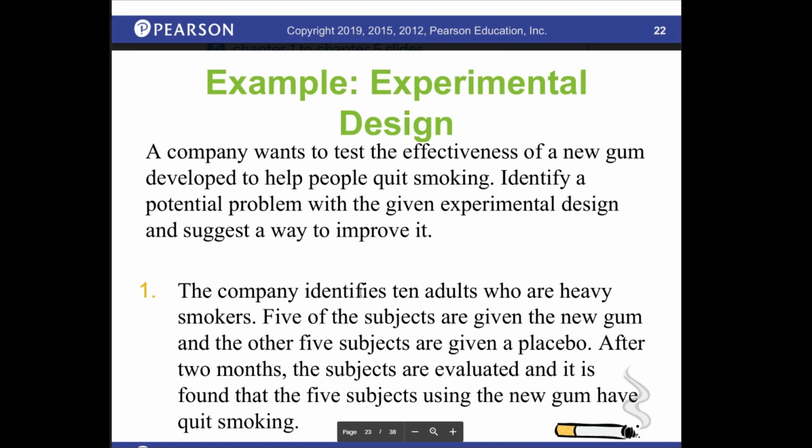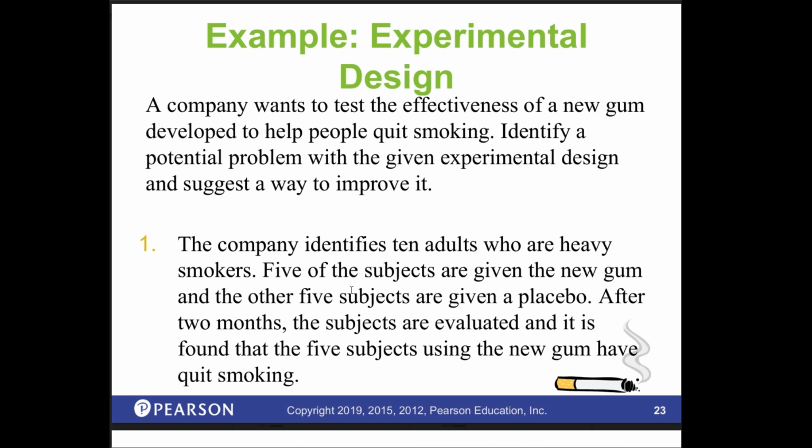And an example of experimental design: a company wants to test the effectiveness of a new gum developed to help people quit smoking. Identify a potential problem with a given experimental design, and suggest a way to improve it. So the company identifies 10 adults who are heavy smokers. 5 of those subjects are given the new gum and the other 5 subjects are given a placebo. After 2 months, the subjects are evaluated and it is found that the 5 subjects using the new gum have quit smoking.